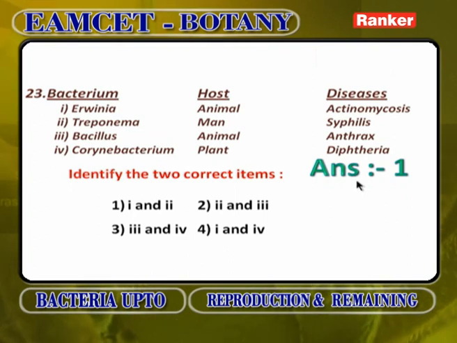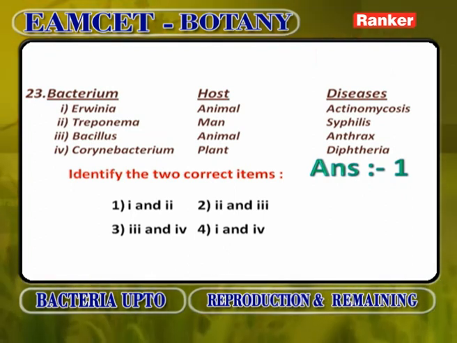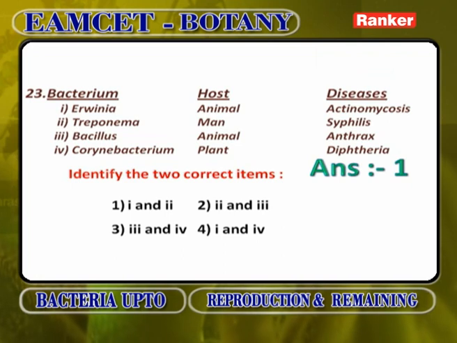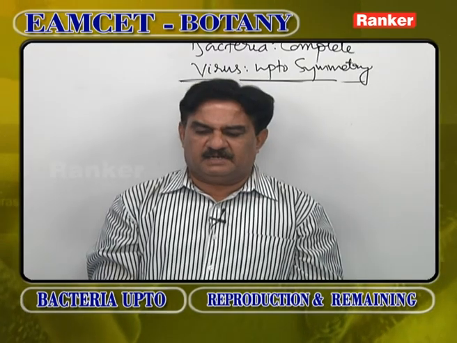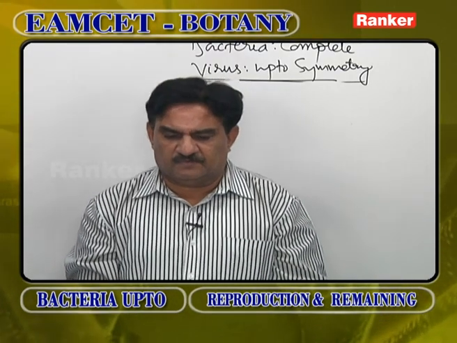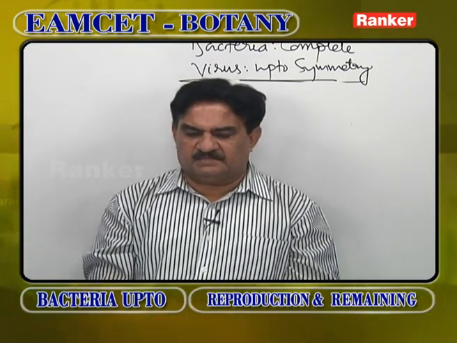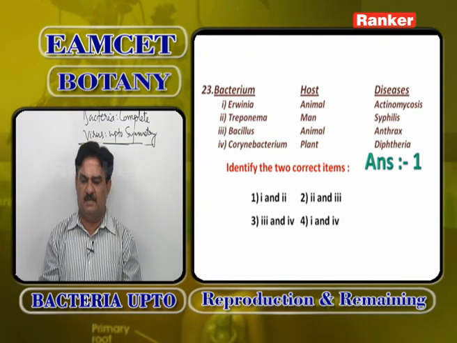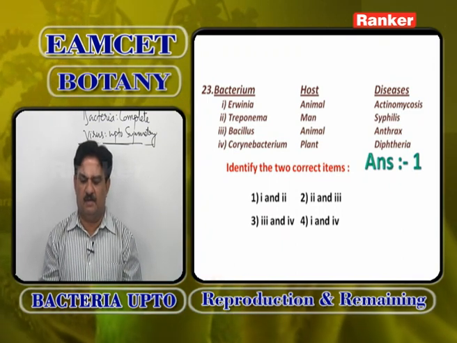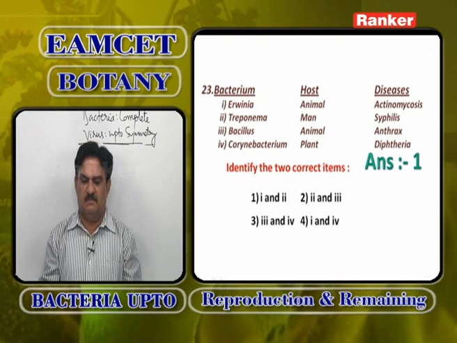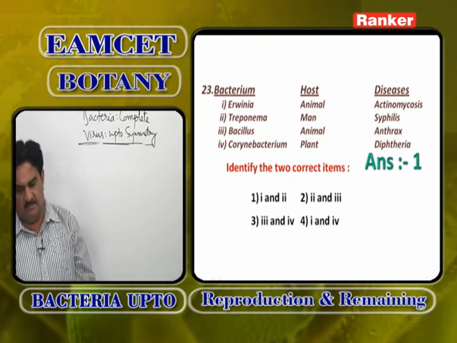Now, bacterium, host, disease. Erwinia, host is animal, actinomycetes. Treponema, man, syphilis. Bacillus, animal, anthrax. Corynebacterium, plant, diphtheria. So 2 and 3 are correct combinations. Treponema in man causing syphilis, and Bacillus in animals causing anthrax are right. Corynebacterium in plant causing diphtheria is wrong. Erwinia in animal causing actinomycetes is wrong.